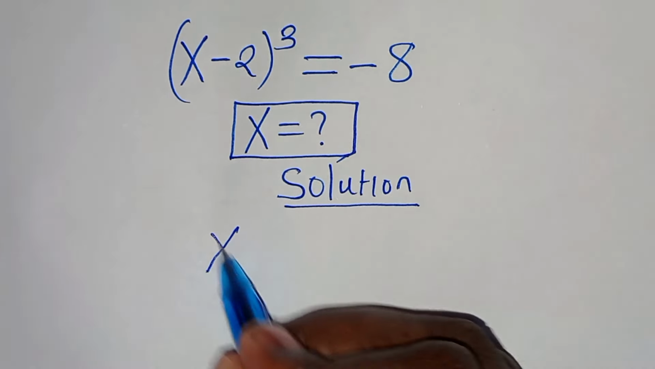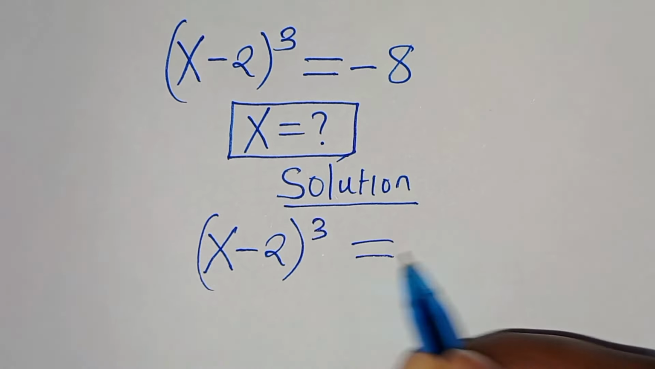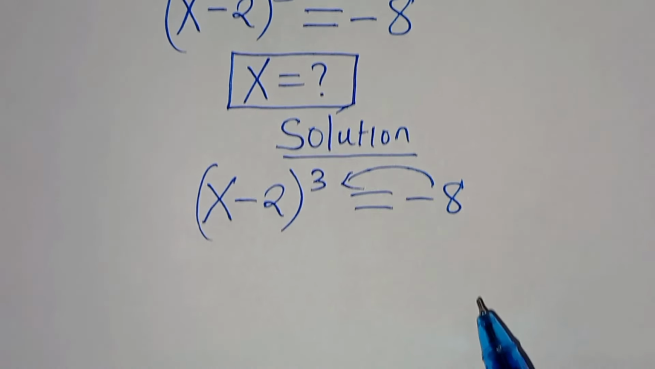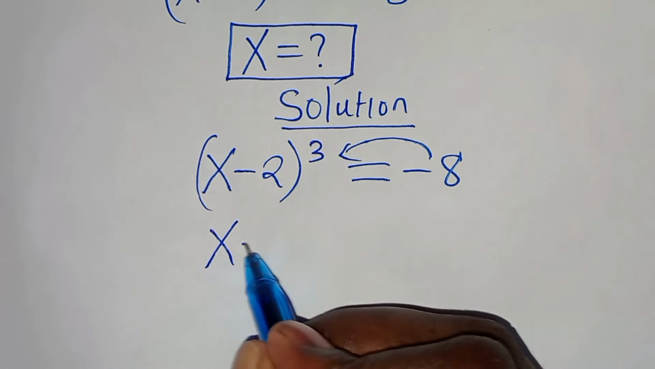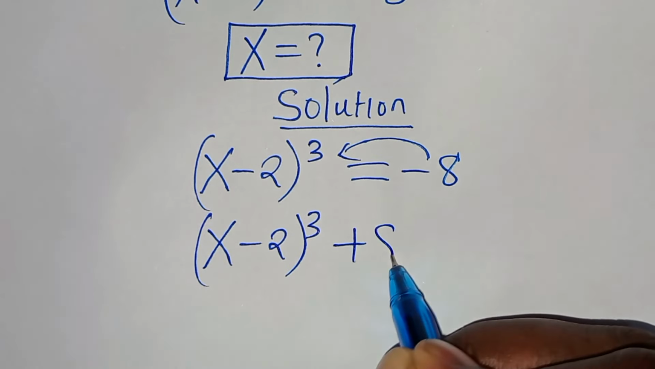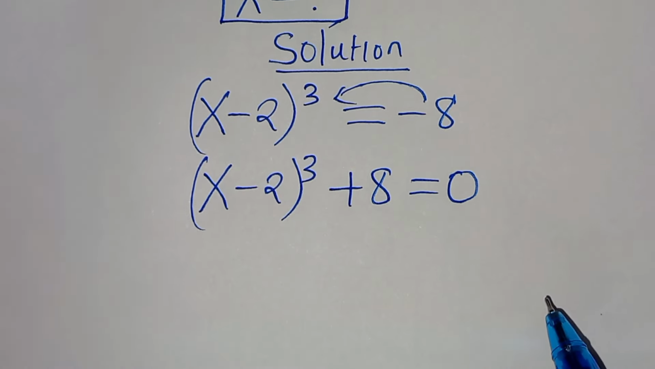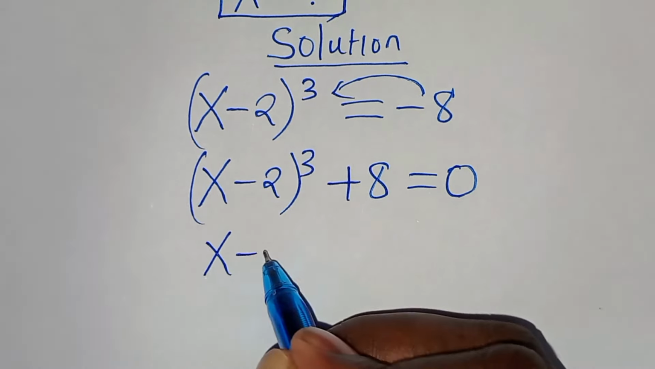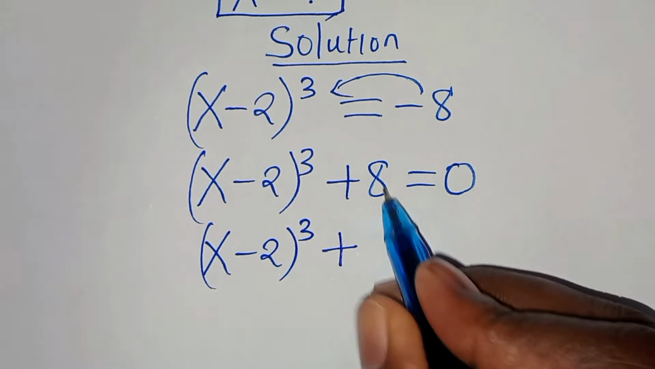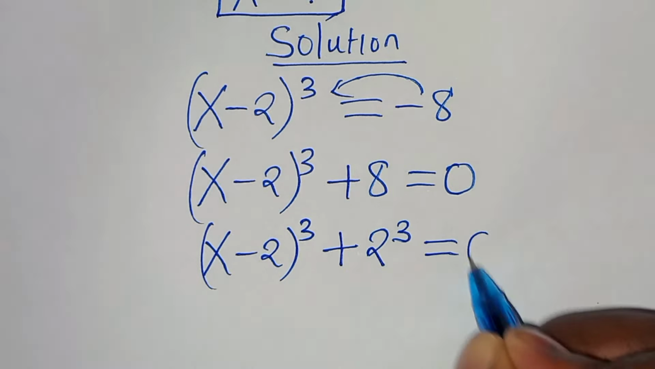We have (x - 2)^3 = -8. So the first step is to take -8 to the left hand side so that we have (x - 2)^3 + 8 = 0. So this means we have (x - 2)^3 + 8, which you can express as 2^3, equal to 0.